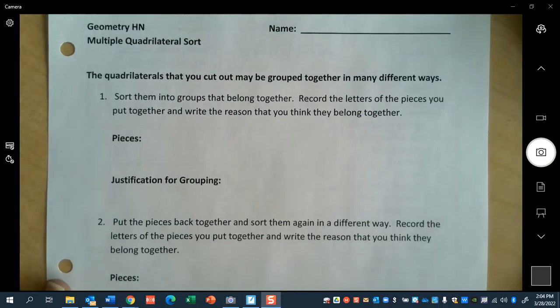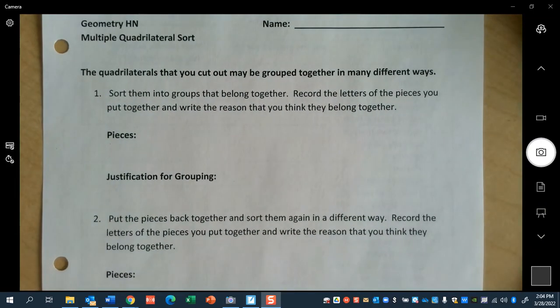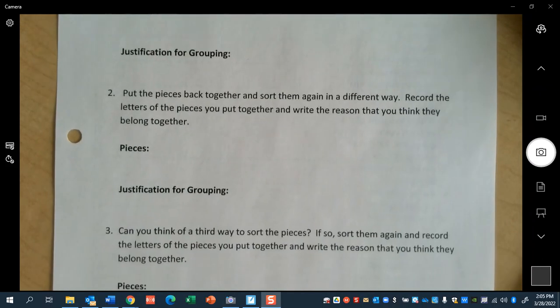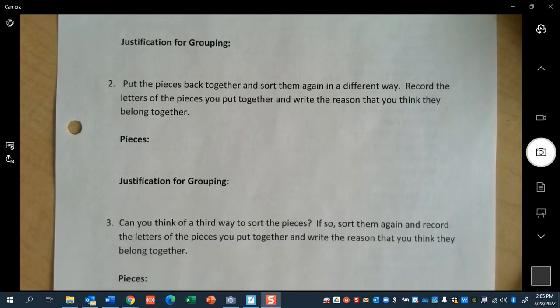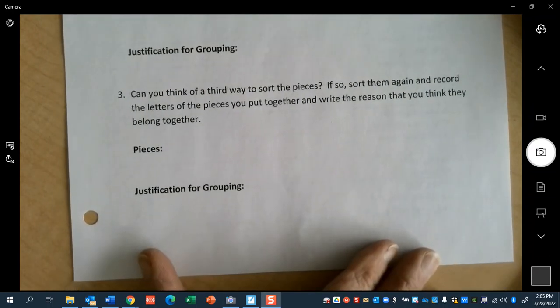So you're going to cut all the shapes out, and you're going to start on this side of the worksheet. You're going to take your quadrilaterals, sort them into groups that belong together, and write the pieces for each group and then your justification for that group, like I put these together because. And then you're going to mix them all up and find another way to sort them, and then mix them all up and find another way to sort them.